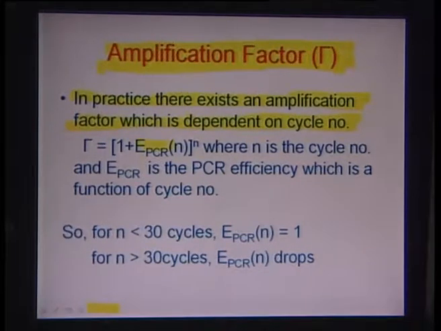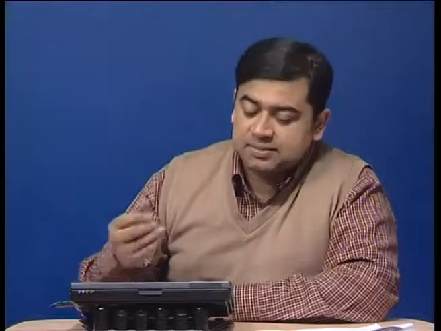So, E_PCR(n) here should be 1, but that is not what happens, and so this varies also as a function of the number of cycles. So, gamma is equal to (1 + E_PCR(n)) to the power n, where n is the cycle number, and E_PCR is the PCR efficiency, which is also a function of the cycle number. So we see that for the initial few cycles, let us say for n less than 30 cycles, the E_PCR is 1. Okay. This is after assuming that the diffusion has taken place and the molecules are distributed all throughout the matrix of the chemical reaction.